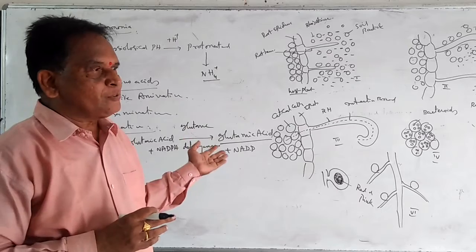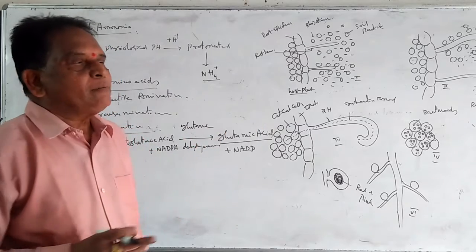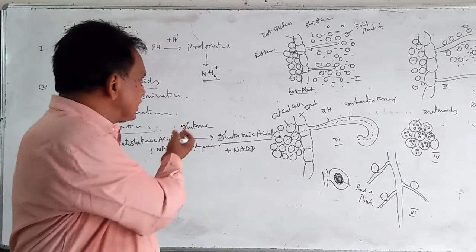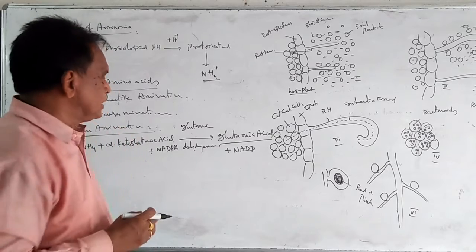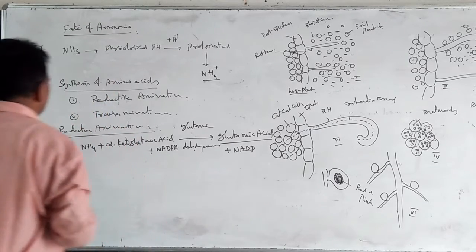Glutamic acid is formed first, and it is useful for the formation of the remaining amino acids. This is the first step, called reductive amination.